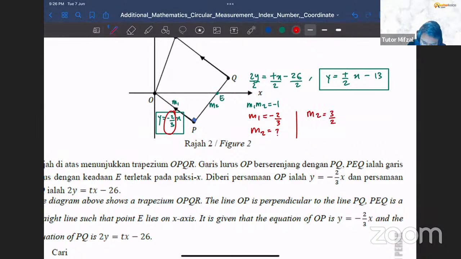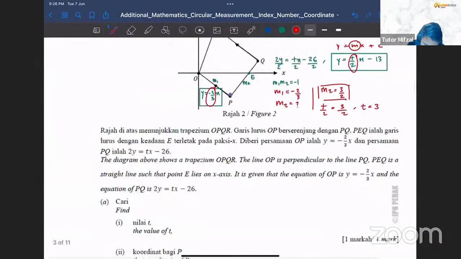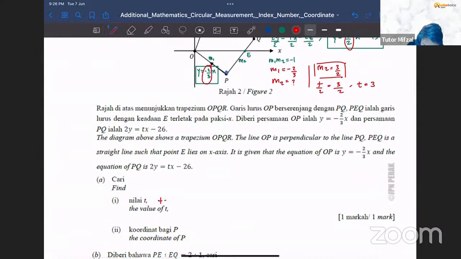Now this M2 equivalent to 3 over 2 is also similar to the one inside the equation y equivalent to T over 2x minus 13, because y equivalent to mx plus c, so your m is T over 2. So T over 2 is equivalent to 3 over 2, so your T is equivalent to 3. Settle, T equivalent to 3.